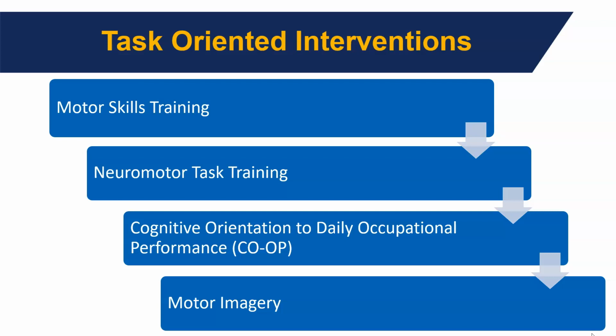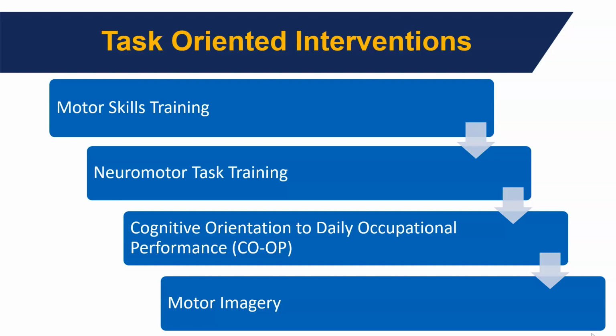Let's talk a little bit more about task-oriented interventions. These are based on theories of motor control and motor learning, and they focus on goal attainment through active participation and progressively increasing task demands. Task-oriented interventions for children with DCD aim to improve motor skills and functional abilities through structured and purposeful activities. So the clinical practice guideline lists 4 examples of task-oriented interventions that are appropriate for children with DCD. Motor skills training, neuromotor task training, cognitive orientation to daily occupational performance, and motor imagery.